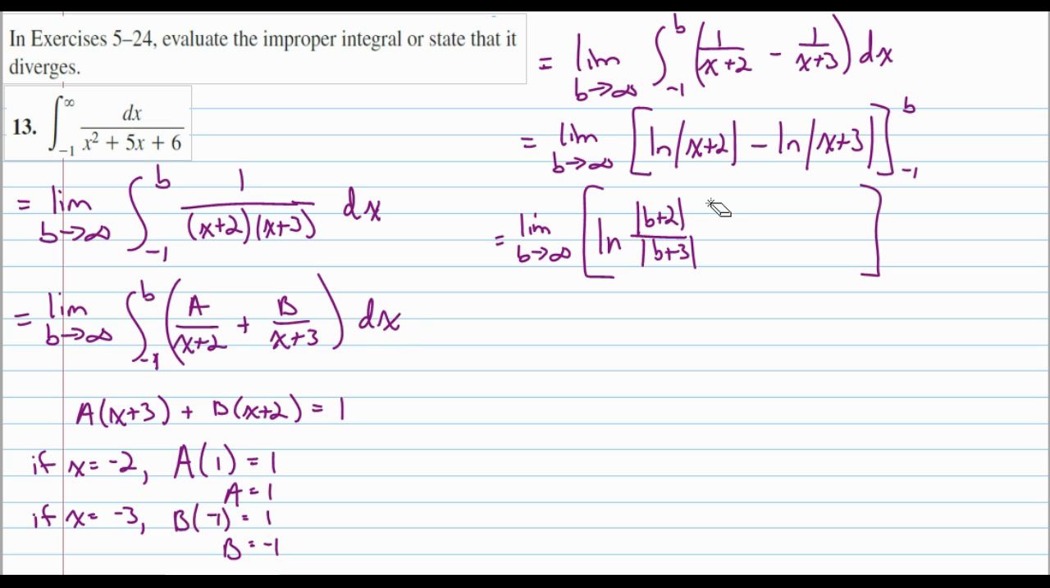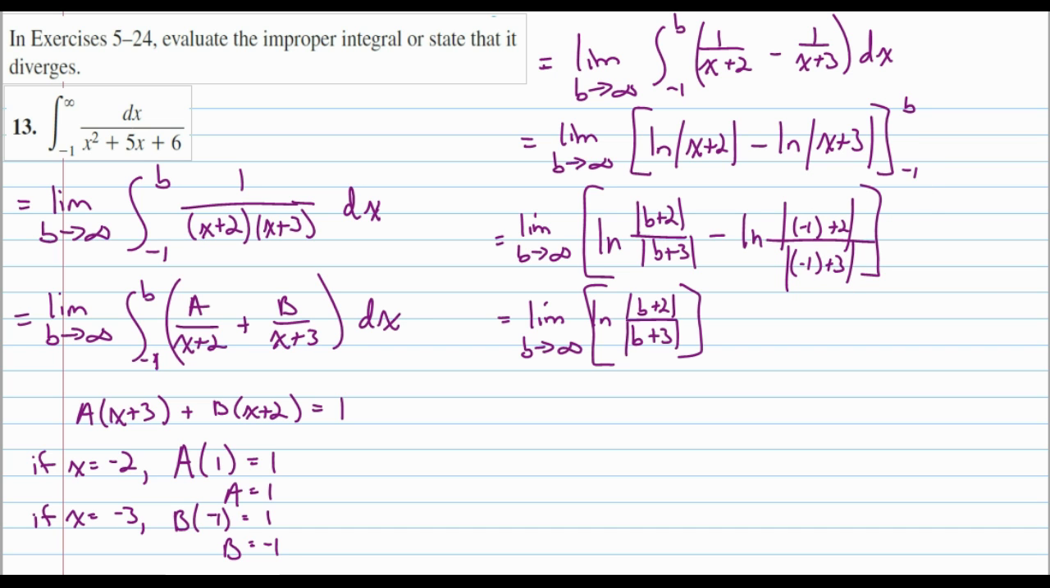So I'll plug in b first, and then I'm subtracting 2 logs, so I combine that into 1 log of the quotient of those 2 expressions. Minus, same thing, the quotient, now plugging in negative 1. So I'm going to simplify that right side a little bit, and that's just the natural log of 1/2 after the subtraction sign.